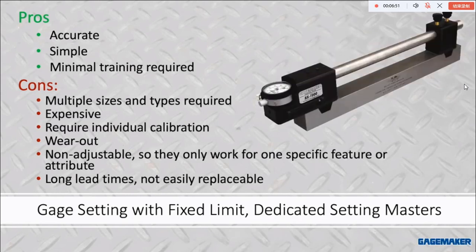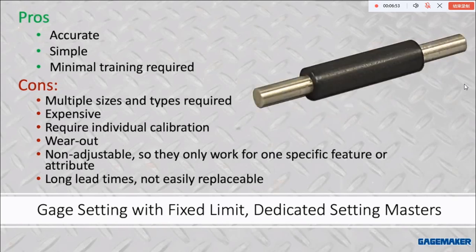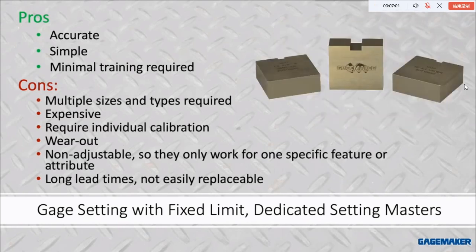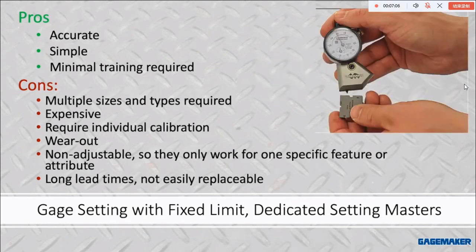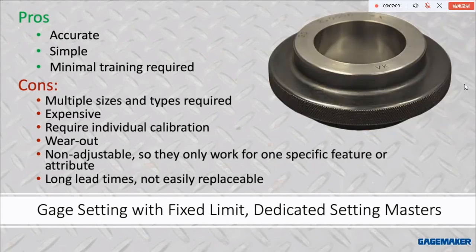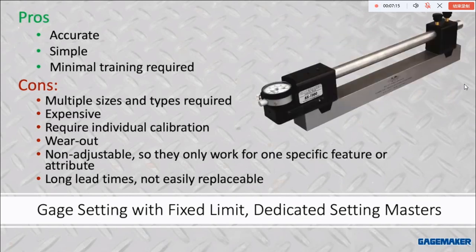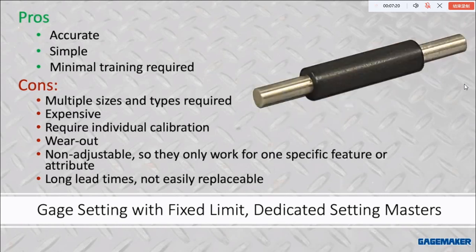They're accurate. It takes minimal training because they're robust, pretty much dummy-proof design, and it's a simple concept. However, the cons easily outweigh these benefits. So what are the cons? Well, first, setting masters, depending on how often they're used, tend to wear out over time. They're non-adjustable, so that means you require multiple sizes and types, and you may end up needing a lot of them. Storing a host of setting masters takes up space in your lab or shop and gets expensive very quickly.